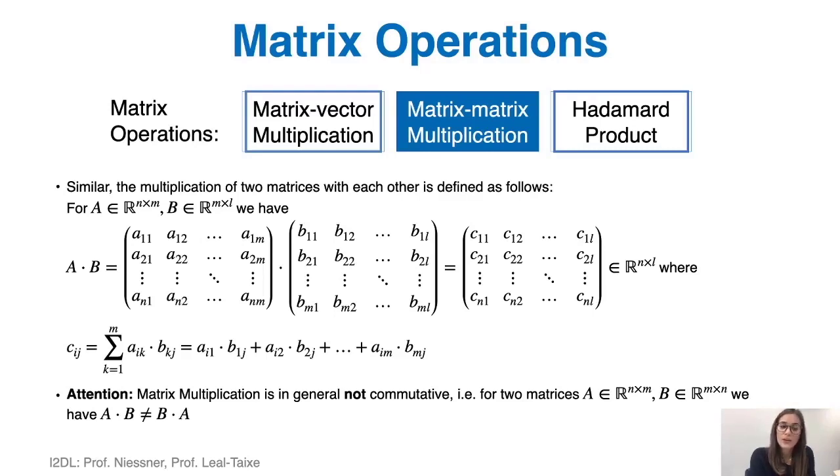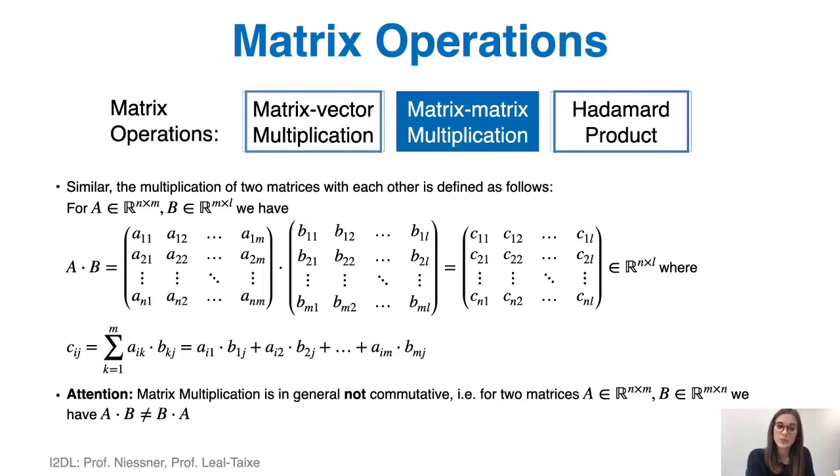So if you have a look at the second line of equations here on the slide, Cij, which is just one element in the resulting matrix, is now the dot product between the ith row of the matrix A and the jth column of the matrix B. So that's the definition. And then you just build up this whole resulting matrix with n times l elements, and that gives you then the matrix-matrix multiplication result.